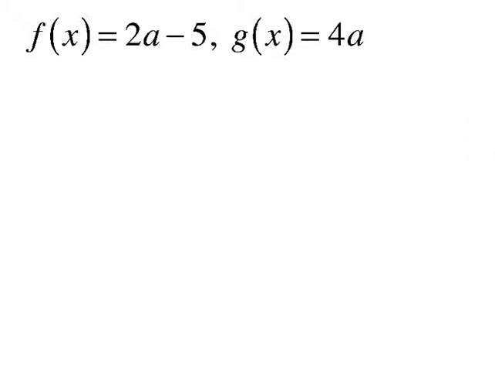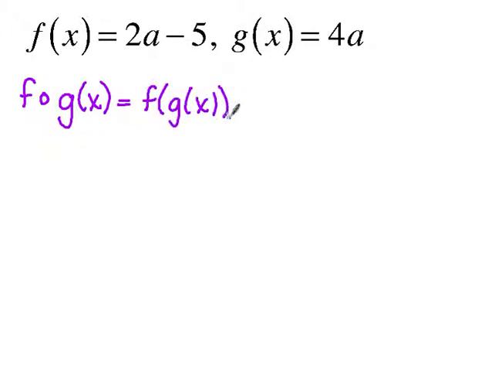So f of x is 2a minus 5. G of x is 4a. Our instructions are to find f of g of x and g of f of x. So here's f of g of x. Remember, that means this right here.